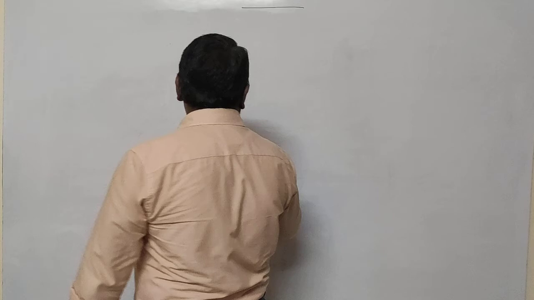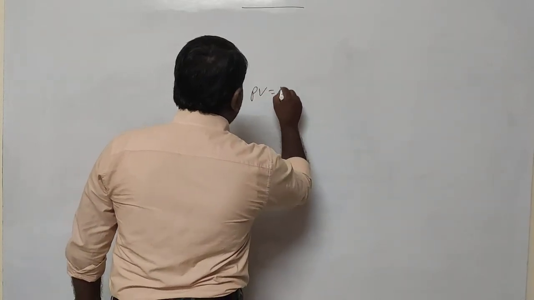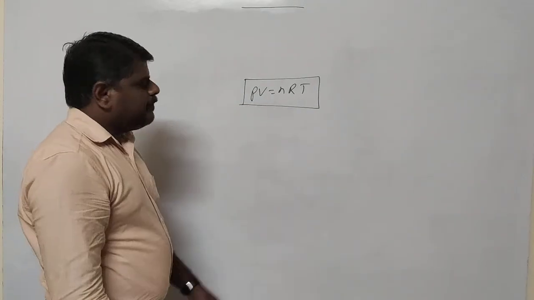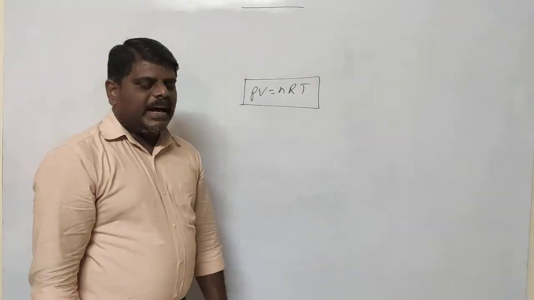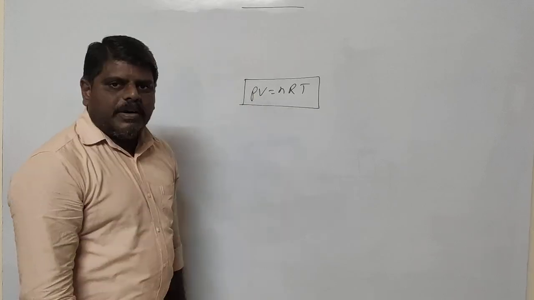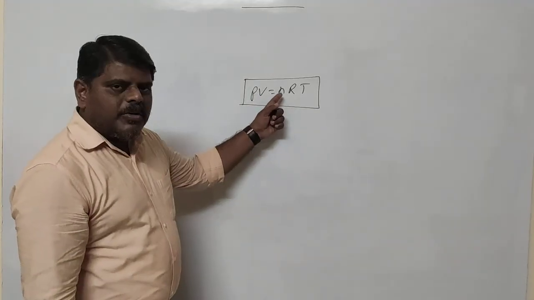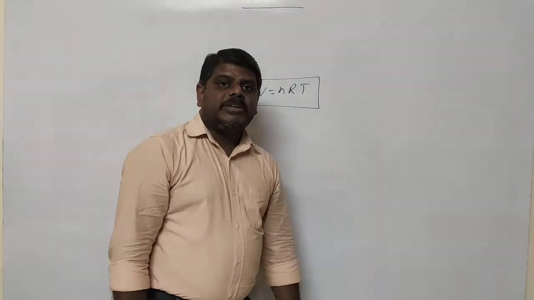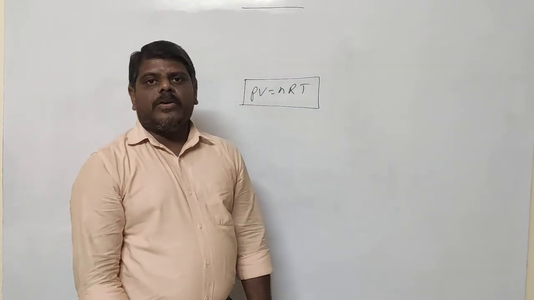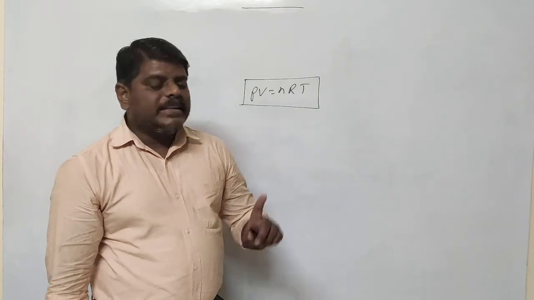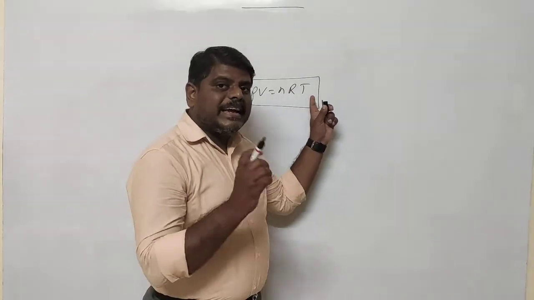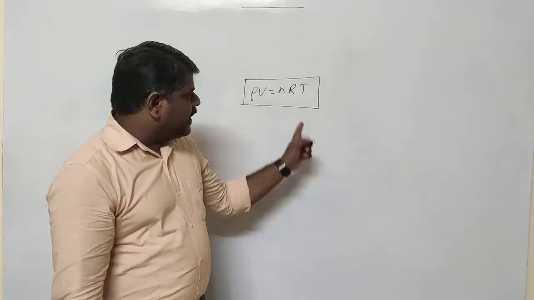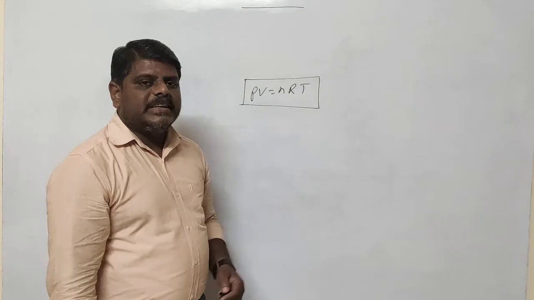The ideal gas equation is PV is equal to nRT. This is the ideal gas equation. Okay, PV is equal to nRT. P is the pressure, V is the volume, n is the number of moles, R is the universal gas constant, and T is the absolute temperature. I told you many times, whenever you are dealing with gases, definitely the temperature should be taken in the Kelvin scale, or it is called the absolute scale. We are going to use it. Okay, this is the ideal gas equation.